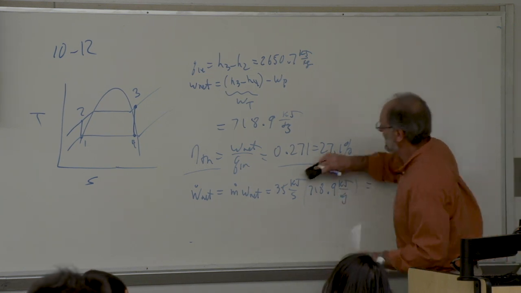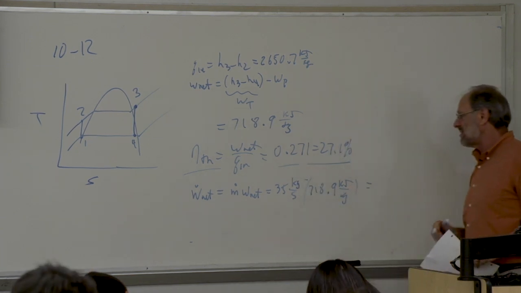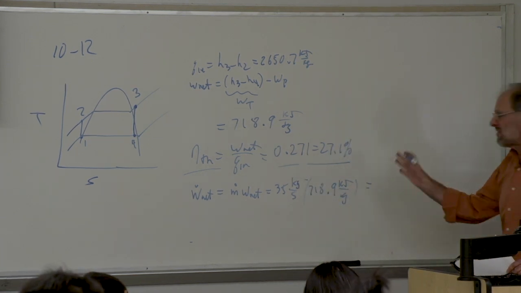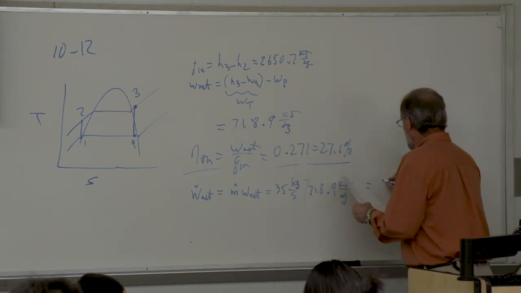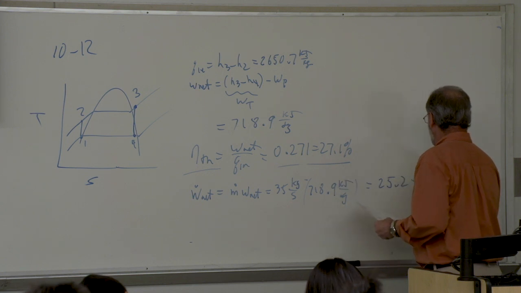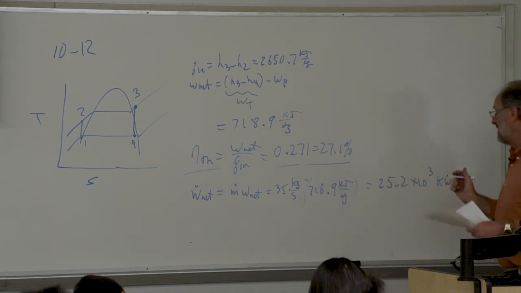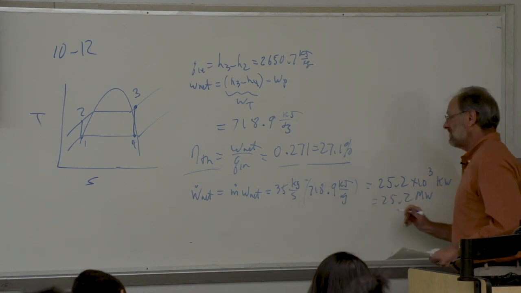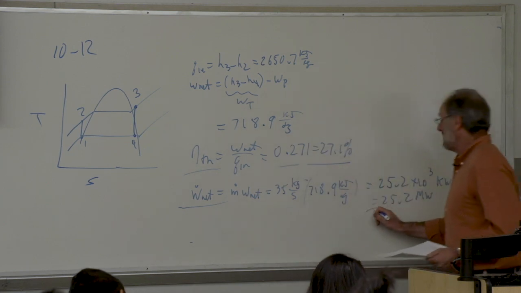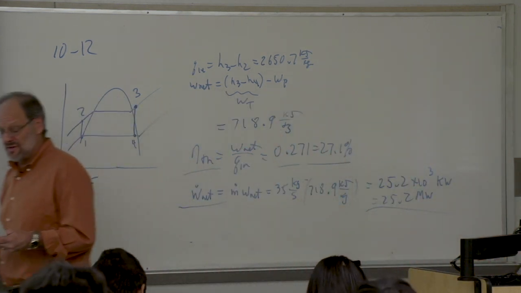I'm sorry, mass flow rate's not kilojoules per second, it's kilograms per second. So kilograms per second times kilojoules per kilogram gives you kilojoules per second, which is the same thing as a kilowatt. And we get 25.2 times 10 to the third kilowatts. We can also show this as 25.2 megawatts if we prefer. But this then is the power output, the net power output. And that finishes this problem.